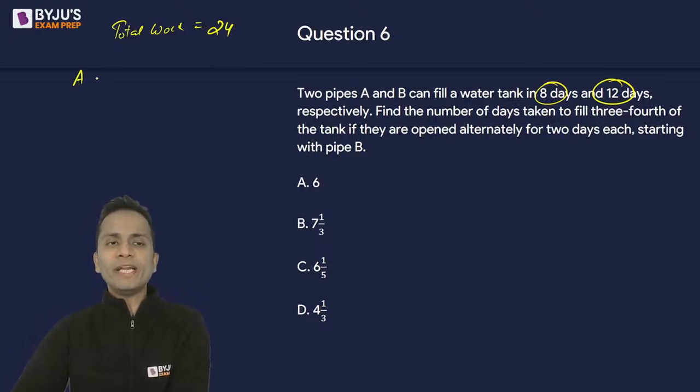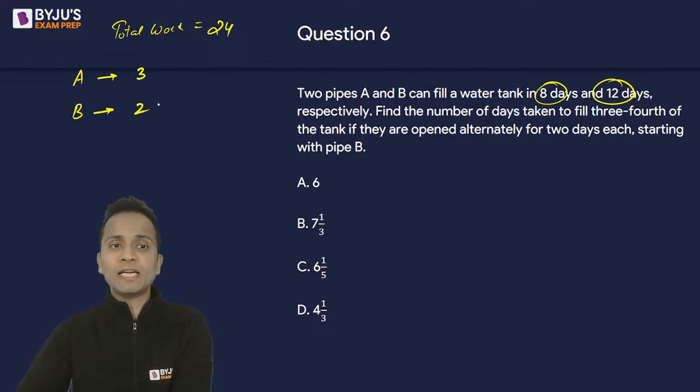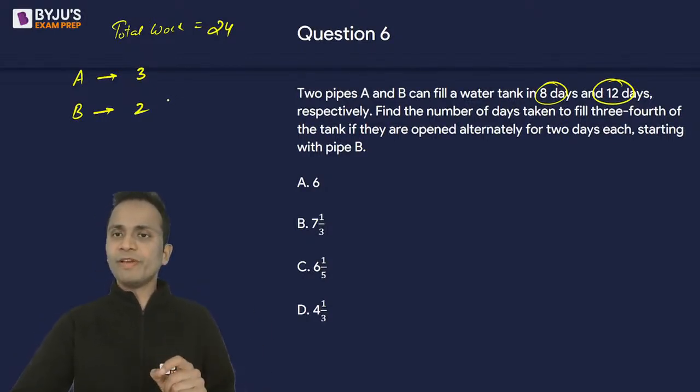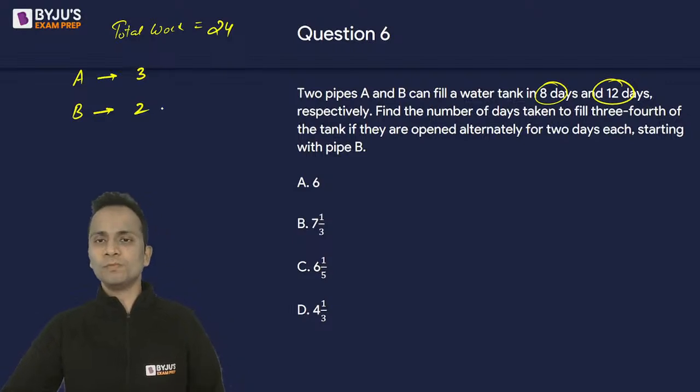So A's 1 day work will be 24 upon 8, that is 3, and B's 1 day work will be 24 upon 12, that is 2. So these are 1 day work of each of them. 1 day work of A is 3, 1 day work of B is 2.